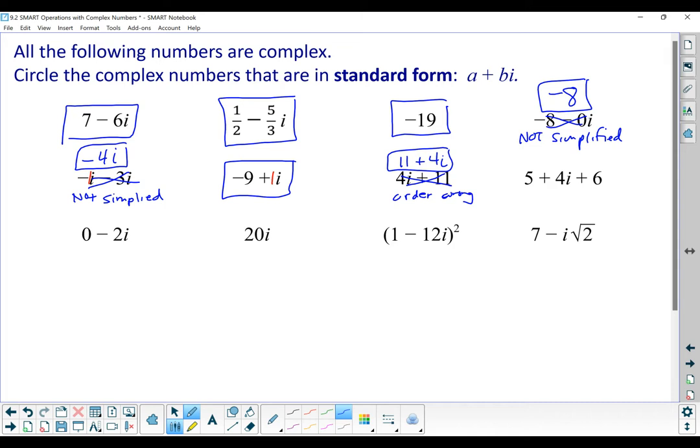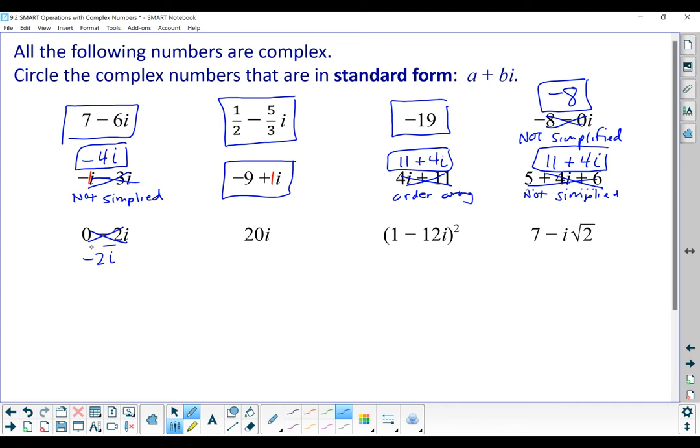Okay, the next one, it is almost in standard form. It is a complex number, 5 plus 4i plus 6. However, if you have multiple real parts, you should combine them together. So this is also 11 plus 4i. It was not simplified, though, the way it was written at first. Okay, so now we have 0 minus 2i, and part of being in standard form is that it should be simplified. So it's unnecessary to write that 0. So we would just say that in standard form, this is negative 2i.